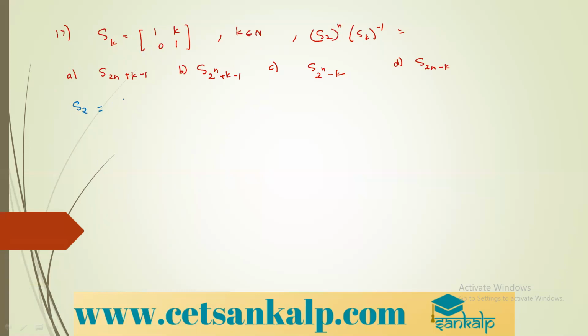Using the given, S2 will be 1, 2, 0, 1. Now we will see what will be S2 square. That means you have to multiply 1, 2, 0, 1 with 1, 2, 0, 1. So you will get 1 plus 0, 1. 2 plus 2, 4. 0 plus 0, 0. And the last one, 0 plus 1 is 1.